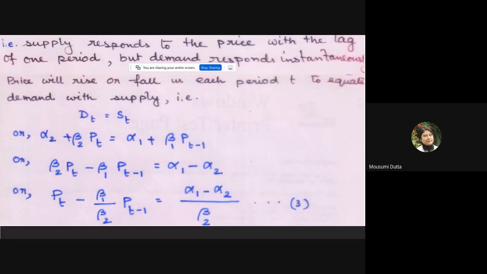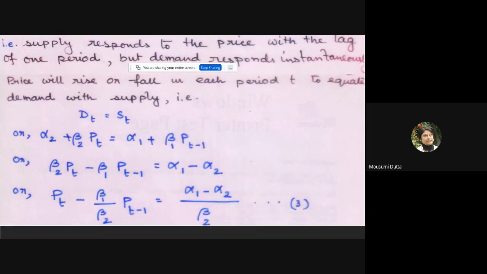Okay, so this is our starting point. We have a demand equation and a supply equation. The supply equation has a 1 period lag, whereas the demand equation has no lag; Dt is a function of Pt. Next, price will rise or fall in each period t to equate demand with supply. Always, this is the market mechanism. If there is an excess demand, price will go up. If there is an excess supply, price will go down, you know.